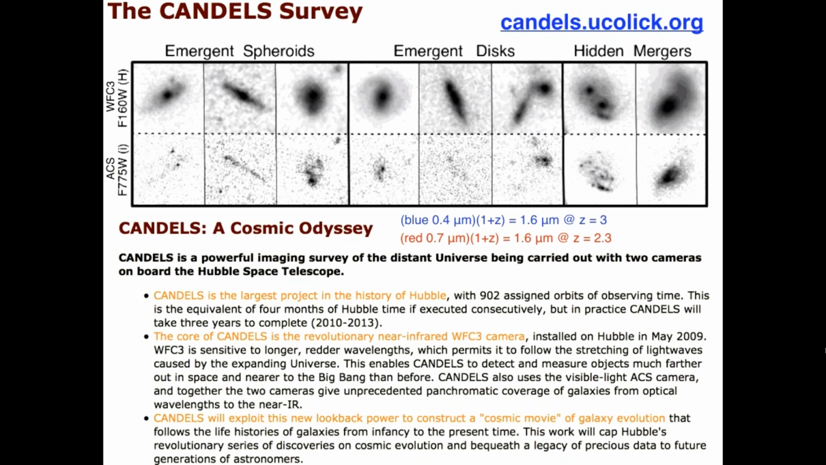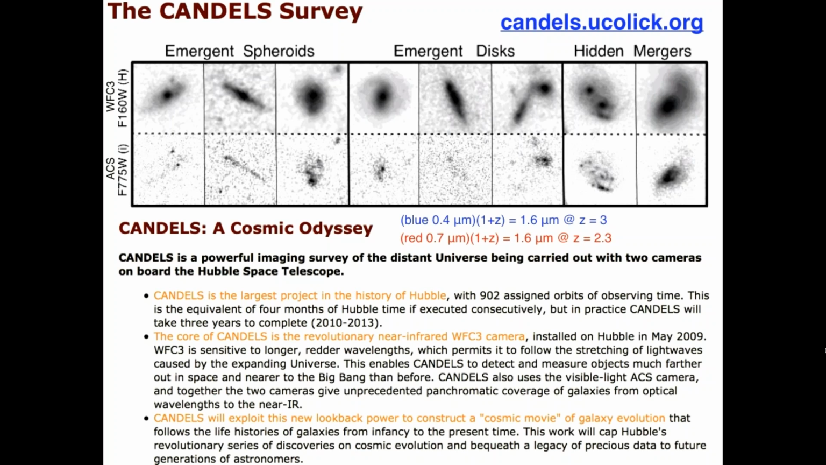CANDELS was the project that got the majority of early Hubble time to use this tremendous new data source. We looked at 5 different areas, 2 northern, 2 southern, 1 equatorial, that had been widely studied before. And then we could add a tremendous amount of new Hubble imaging data.